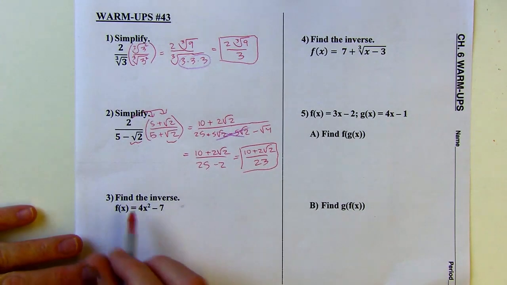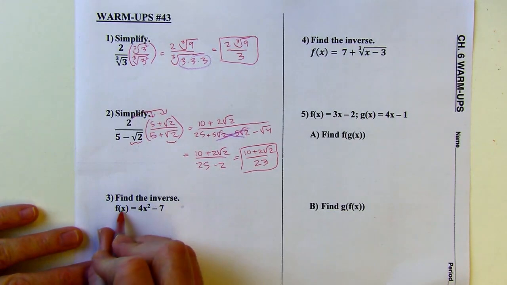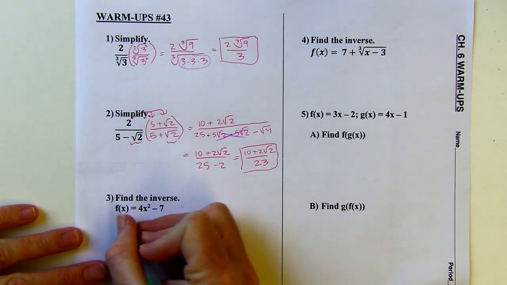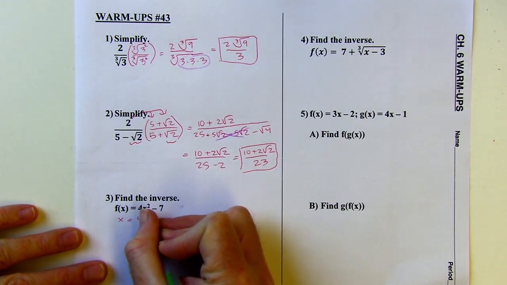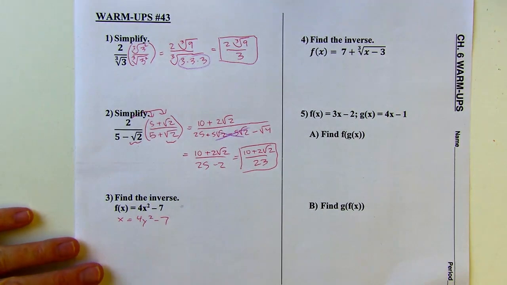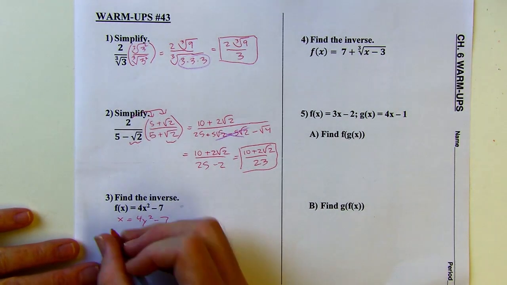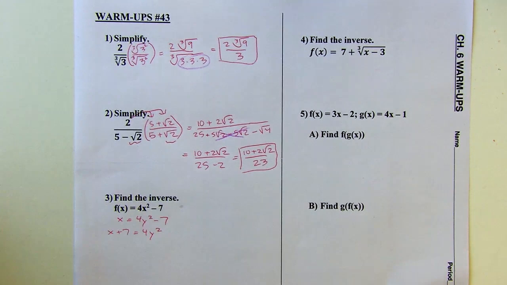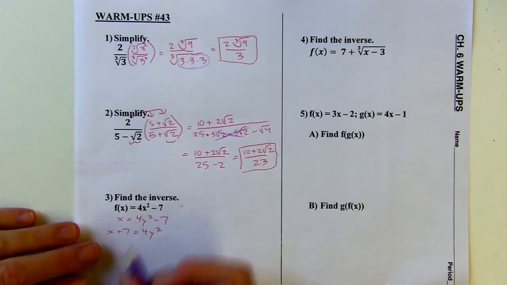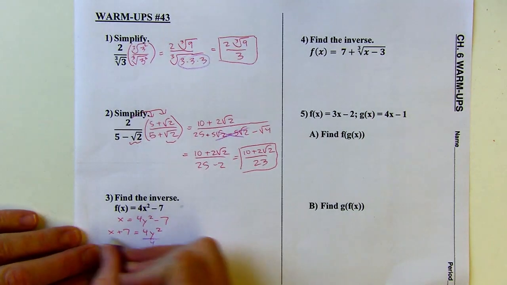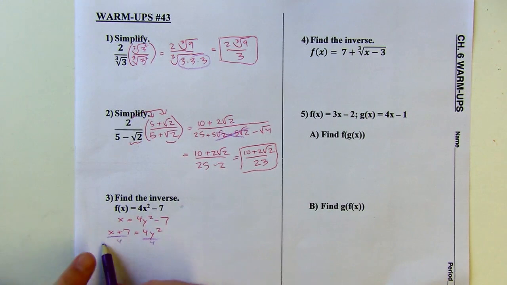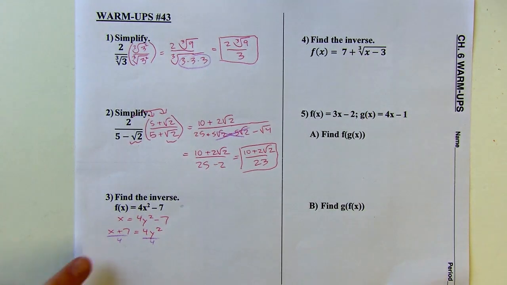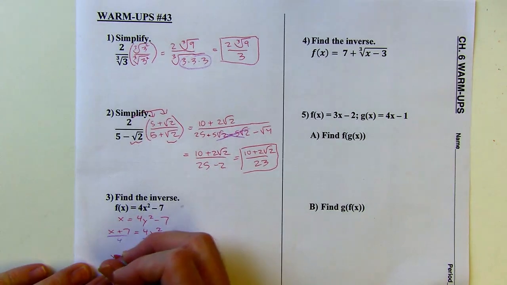So first thing I'm going to do is switch the x and the y. I'm just going to pretend f of x is y. So I'm going to rewrite this like so. And then I'm going to solve for y. Okay, so I'm going to start by adding 7 to both sides. Okay, and now I will divide the whole equation by 4 to get rid of the 4. And you could write that as x over 4 plus 7 over 4, or you can write it all as one fraction. It doesn't really matter.